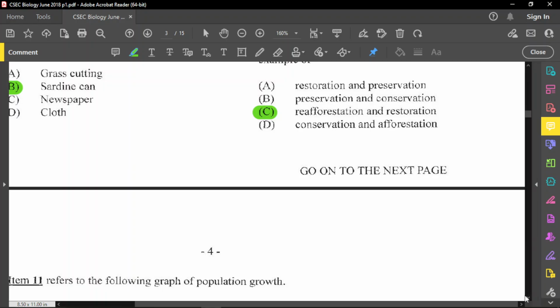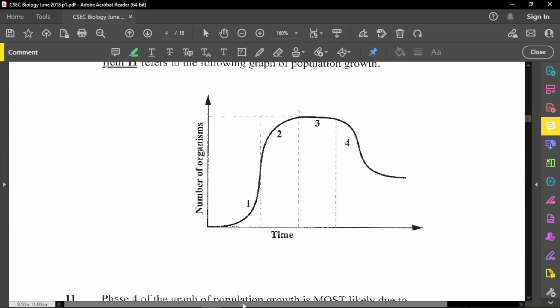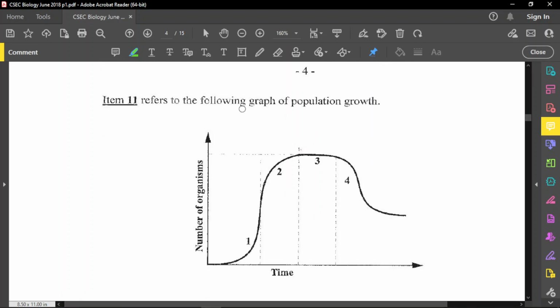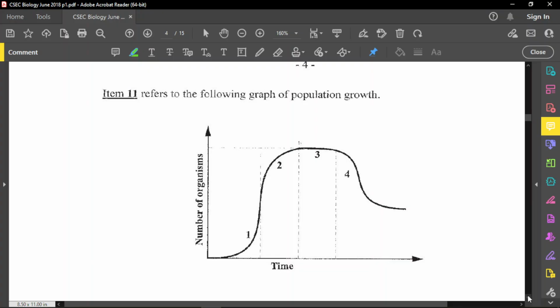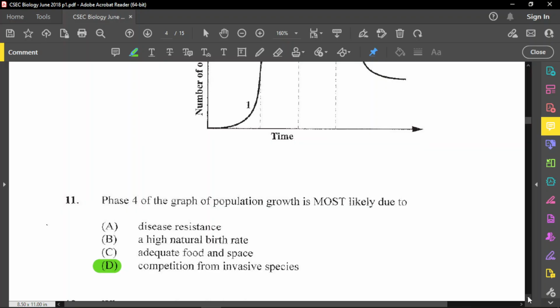All right. So sliding down to question number 11. And question number 11 is talking about a graph of population growth. And so you have number of organisms on the Y, time on the X, and this is also familiar. And it states that phase 4 of the graph of population growth is most likely due to what? And this is competition and also invasive species. So yes, it's a repeat question. So number 11 is D.